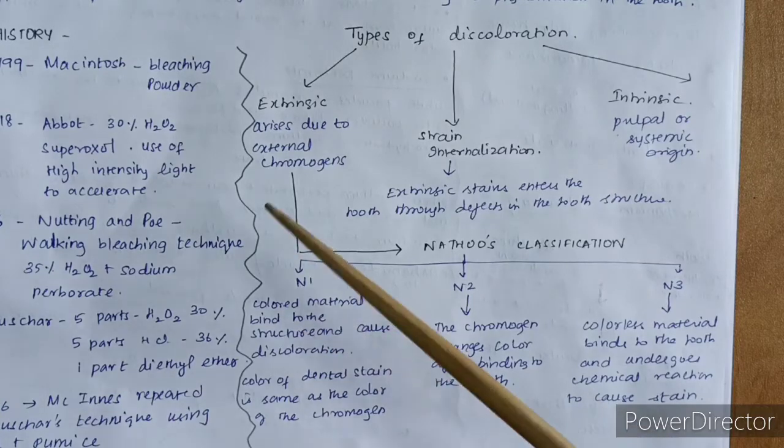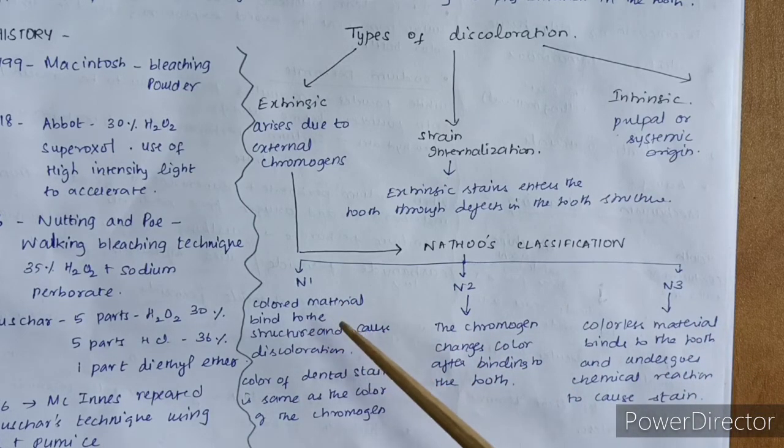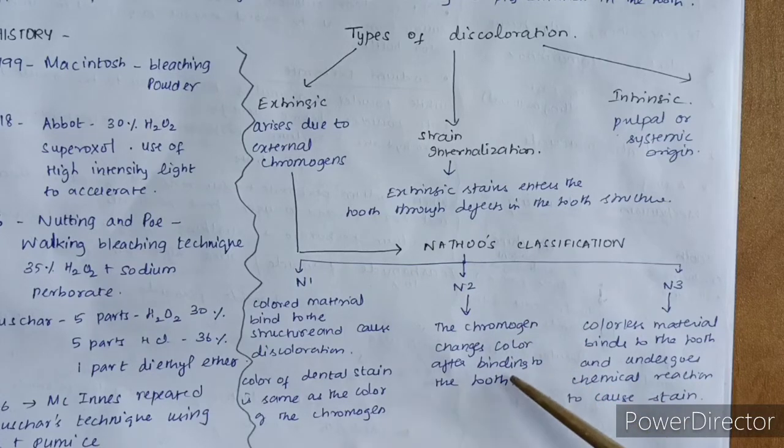For extrinsic discoloration, there is a classification given by Nathoo: N1, N2 and N3. In N1, colored material binds to the tooth structure and causes discoloration. For example, if the chromogen is orange in color, it binds to the tooth and gives an orange color. So it is N1. N2 is when the chromogen changes color after binding to the tooth. For this, an orange stain will bind to the tooth structure and later on become blue. Then this kind of discoloration comes under N2.